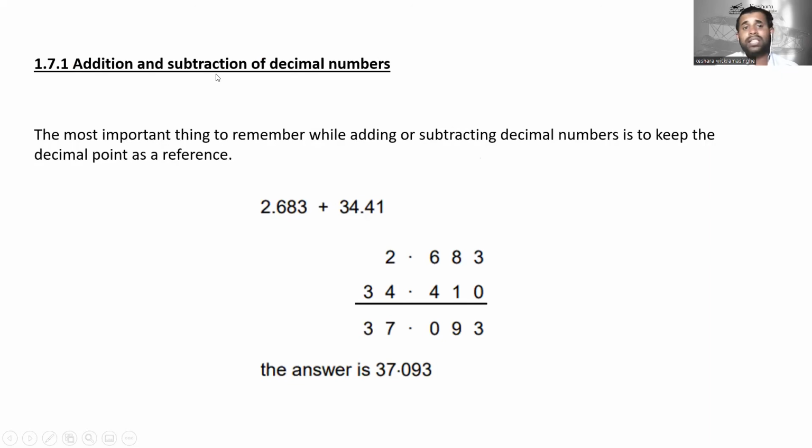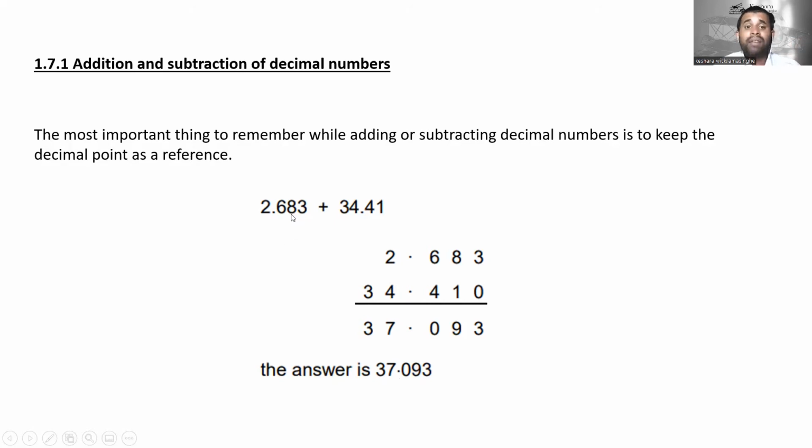All right, so addition and subtraction of decimal numbers. Now we are going to look at addition and subtraction of decimal numbers. The most important thing to remember while adding or subtracting decimal numbers is to keep the decimal point as a reference, right? When you add these two numbers, how many decimal places are there? 1, 2, 3, 4, 5. So the answer keeps the decimal point in the same place.